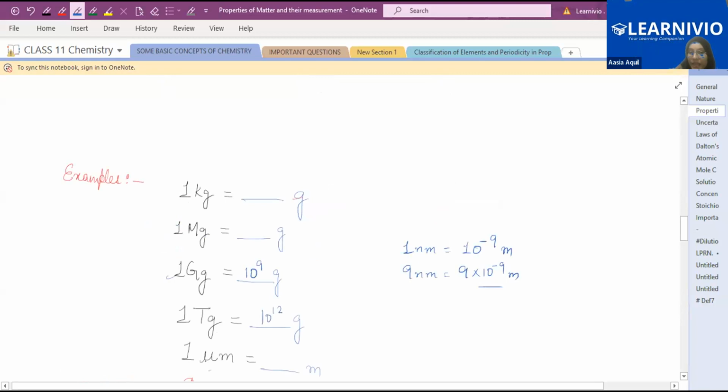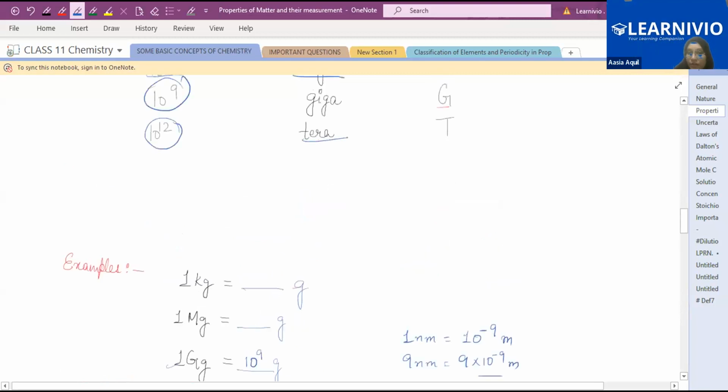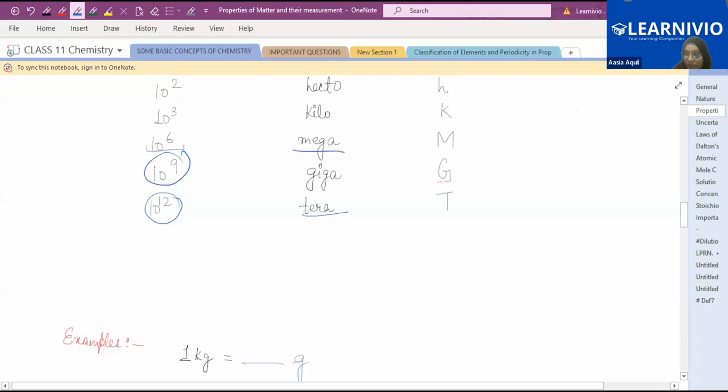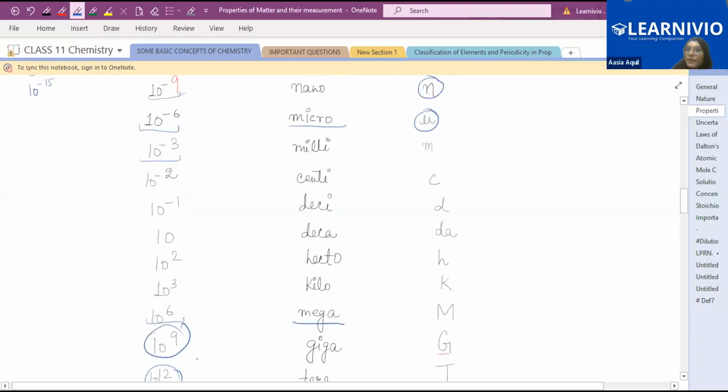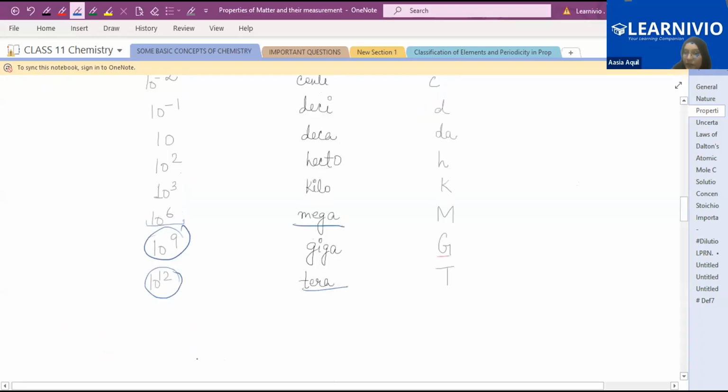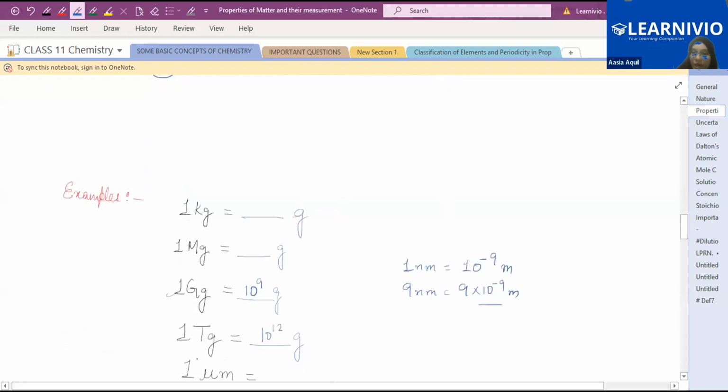And capital M is used for mega, and a small m is used for milli. Don't be confused in that. If it is a small m, it means millimeter, and if it is capital M, it means mega. So in 1 megagram, how many grams will be there? 10 raised to the power 6.